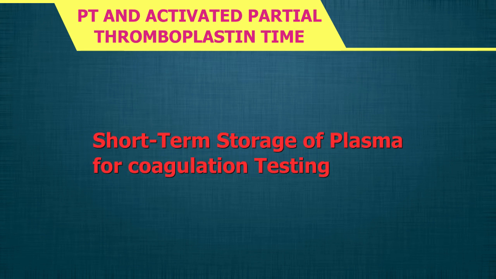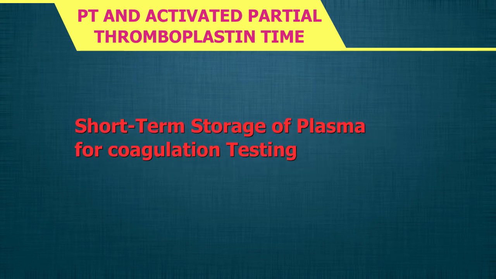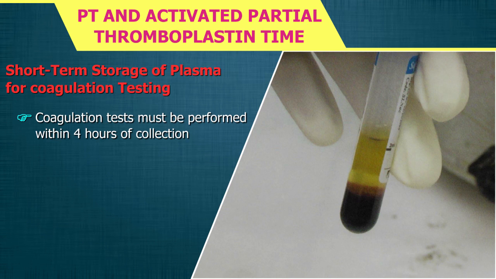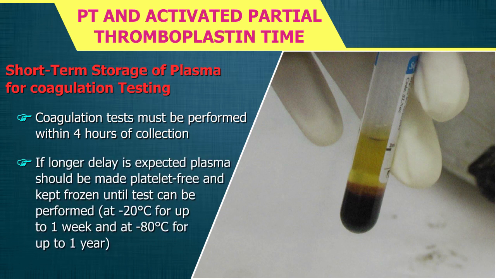Short-term storage of plasma for coagulation testing. Coagulation tests must be performed within 4 hours of collection. If a longer delay is expected, plasma should be made platelet-free and kept frozen until the test can be performed. That is, at minus 20 degrees centigrade for up to 1 week and at minus 80 degrees centigrade for up to 1 year.